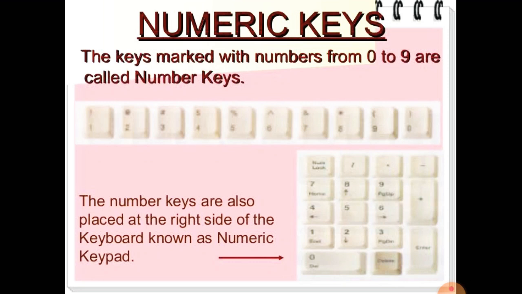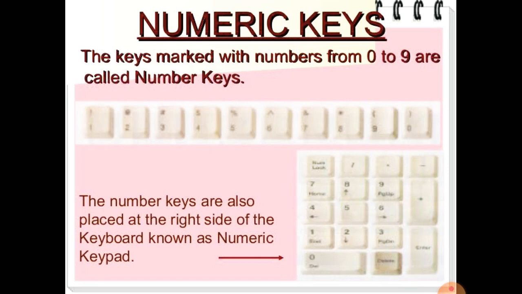Some numeric pad keys have double functions. The switch between the two functions of the numeric keypad is controlled by the key marked Num Lock. Num Lock, numeric lock, means you can control it: if you want to switch off the numeric pad, you press Num Lock, and then there will be no writing or movement on the screen when you press the keys. So the key marked 7 also works as the Home key when the Num Lock key is off.